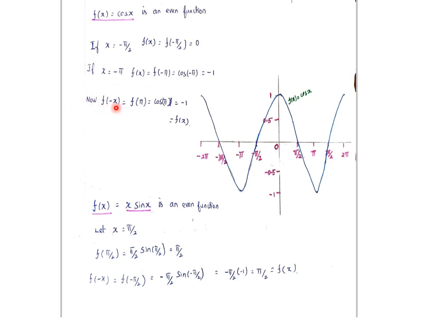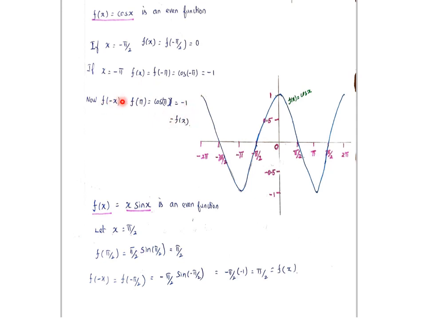Now, f of minus x. Our value x equal to minus pi, therefore minus x is equal to pi. f of pi, here our function f is the trigonometric function cos. Therefore, cos of pi. What is the value for cos of pi? Cos of pi is equal to minus 1. But here minus 1 is equal to f of x.